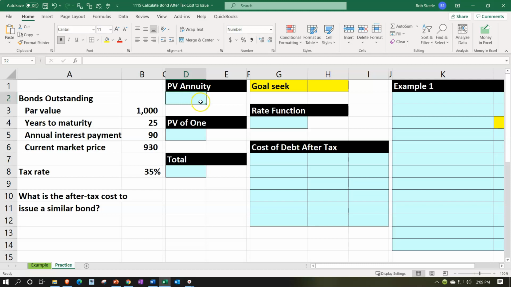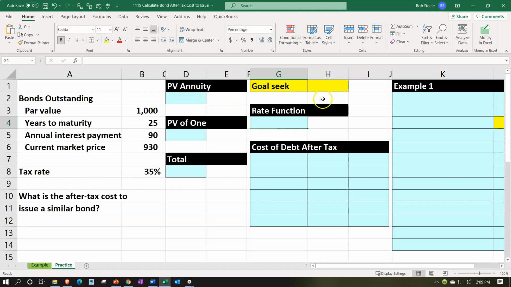Normally we would take the annuity and then add the present value of 1: present valuing the annuity payments, the interest payments, and present valuing the end payment of 1 at the end of the bond, adding those two up, and then using basically goal seek to figure out what the actual rate is. Or we can use the rate function. Even if you use the rate function, however, I would still double check it with this first method here.